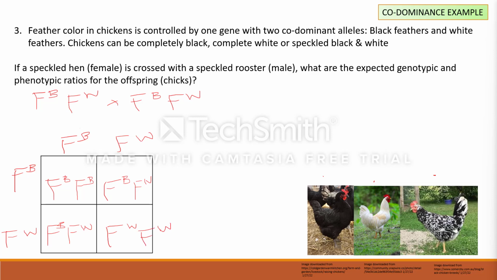We're going to write out the genotype and phenotype ratios again. So the possibilities for the genotype are FB, FB, or FB, FW, or FW, FW. And 1 out of the 4 squares is FB, FB, 2 are FB, FW, and 1 is FW, FW. We will also figure out the phenotypic ratio. Some will have all black feathers, some will be speckled, so they have both, and some will have all white feathers. These ones here, FBFB, will have black, so 1 out of 4 will have black, 2 out of 4 will be speckled, and 1 out of 4 will be white.